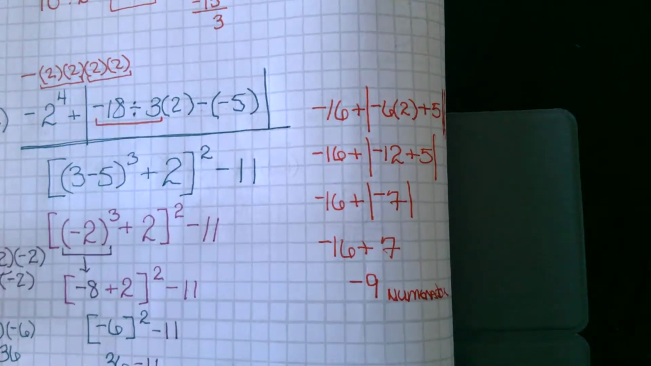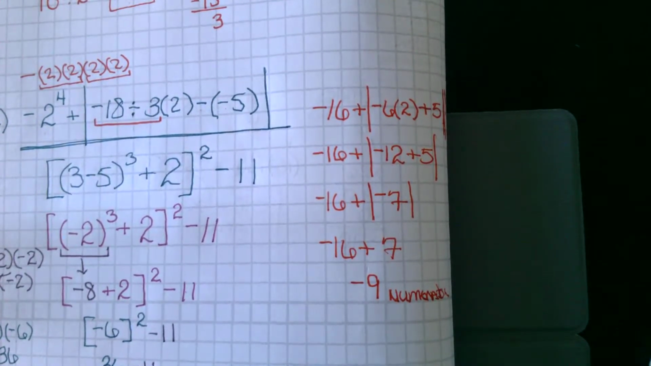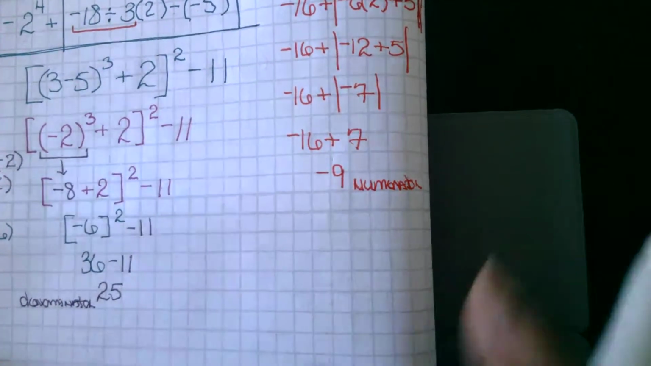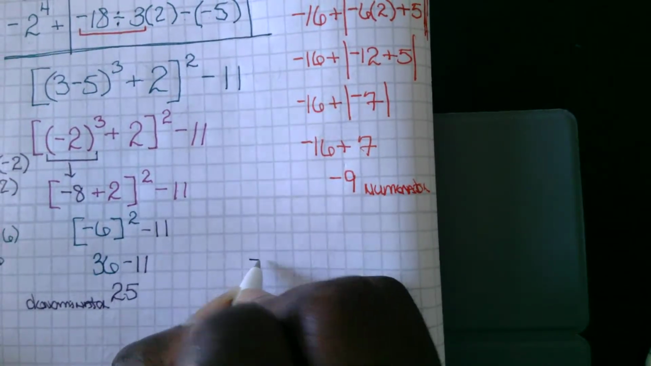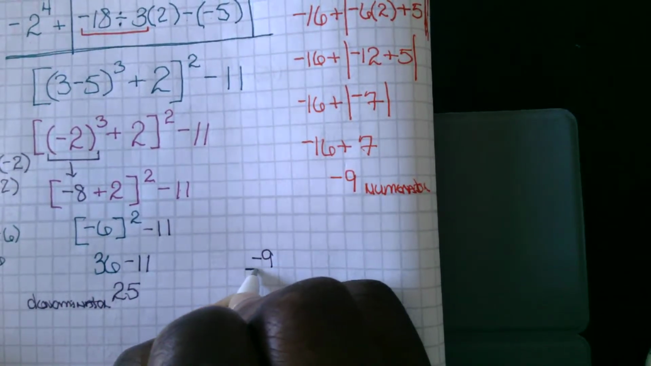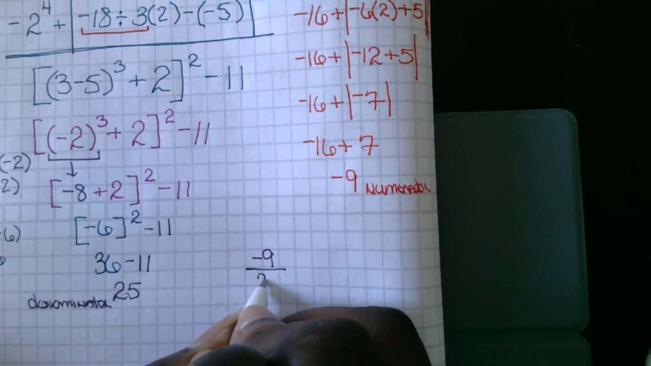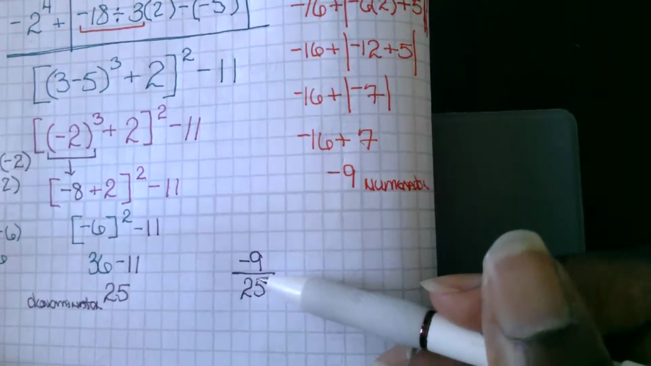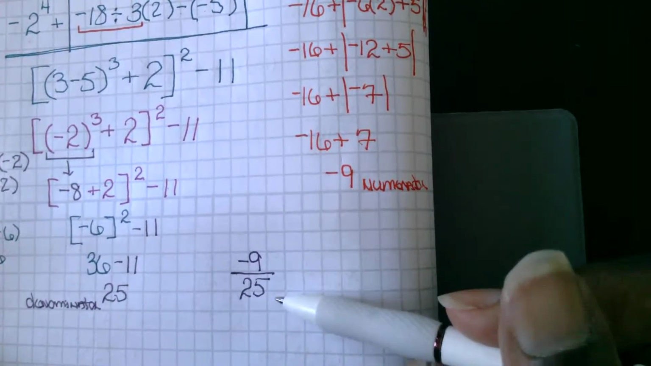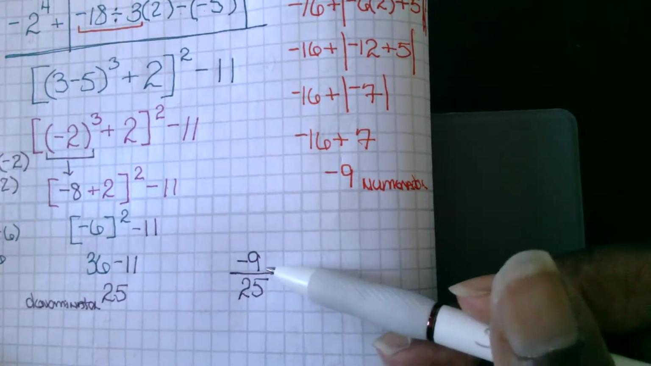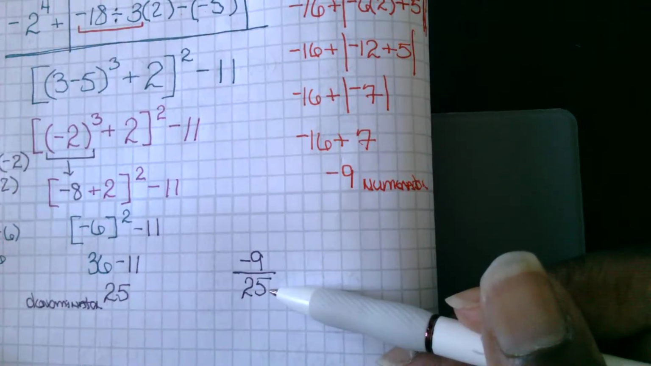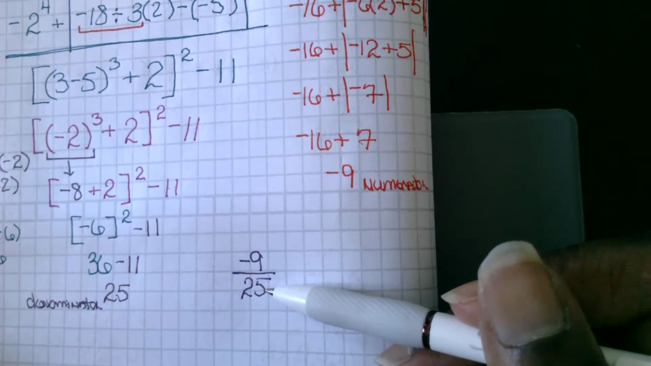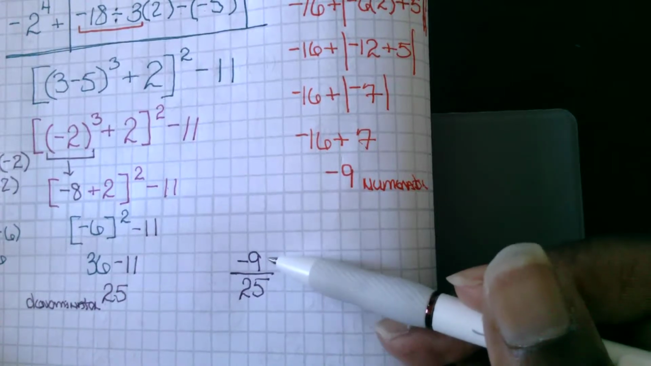So now you're probably saying, well, wait, Audrey, that's not giving us a whole number. And that's fine. So my numerator is a -9. My denominator is a 25. If I want to reduce this, it has to be the same number. Do 9 and 25 show up in the same multiplication table? No, they don't. They're both odds.